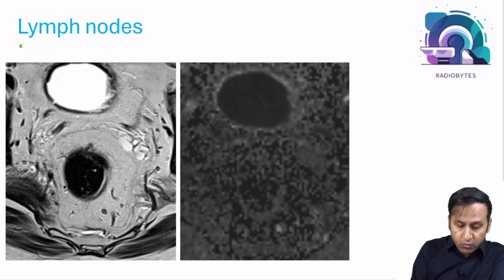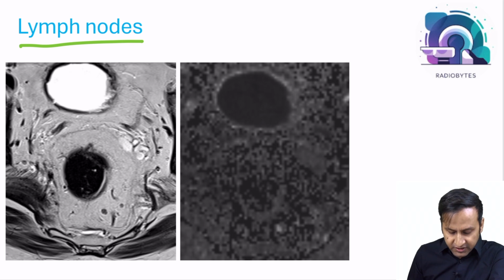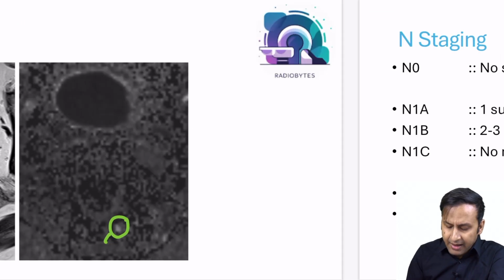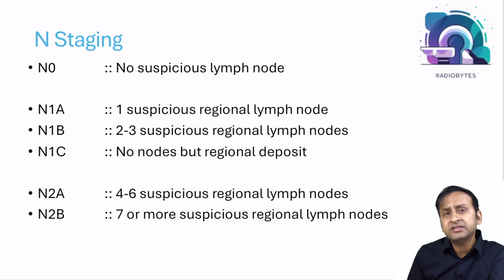Finally, few words about the lymph nodes. Do you see any lymph nodes here? We can clearly see that there are a few tiny lymph nodes that are present in the mesorectum, and they're also showing subtle restricted diffusivity. So this is a lymph node which is likely positive. But does it really change the staging of the disease? Perhaps not much, because the N staging is very, very exhaustive.